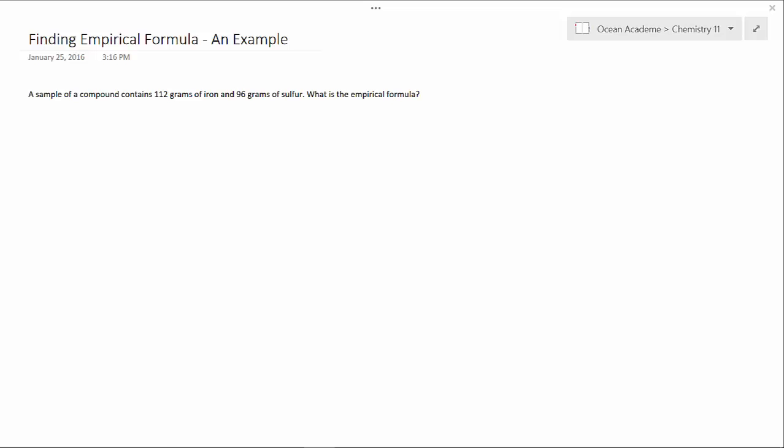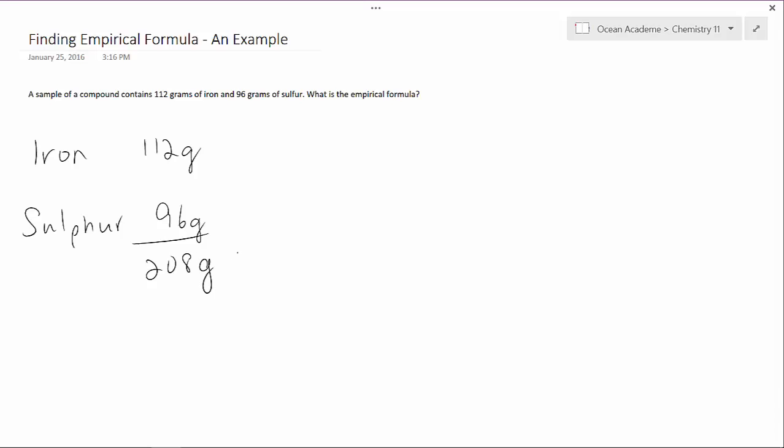So we've got iron and we have sulfur. For iron we have 112 grams and for sulfur we have 96. So in total we have 208 grams. Now if we were to find what percentage of this compound is iron, we would divide 112 by 208, and do the same thing for sulfur. We would divide 96 by 208.